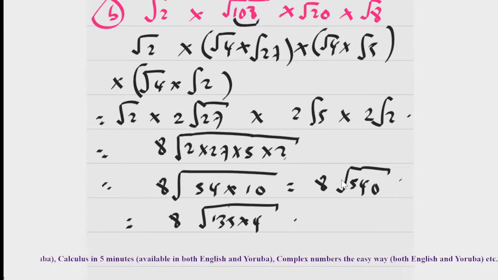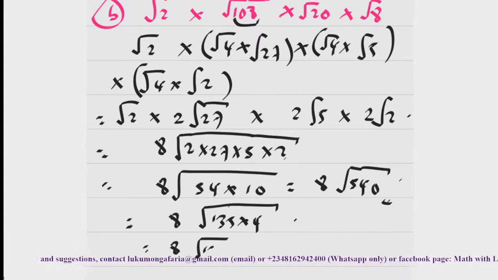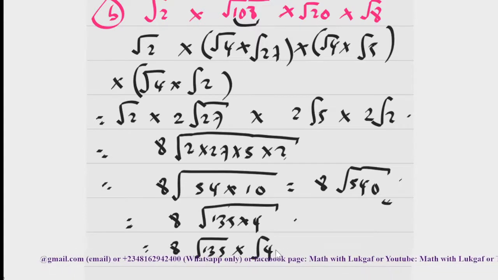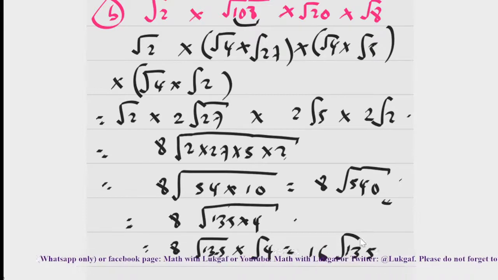Although you can leave your answer here, I'm thinking maybe they don't accept the answer unless it's in simplest form. So this one can give you 8 root 135 times root 4. That will give you 2, right? So which is 16 root 135.